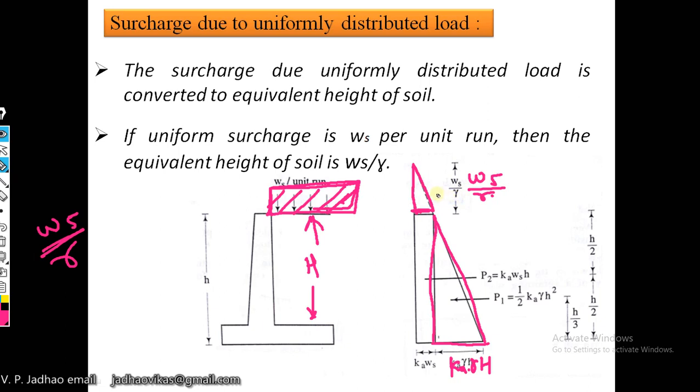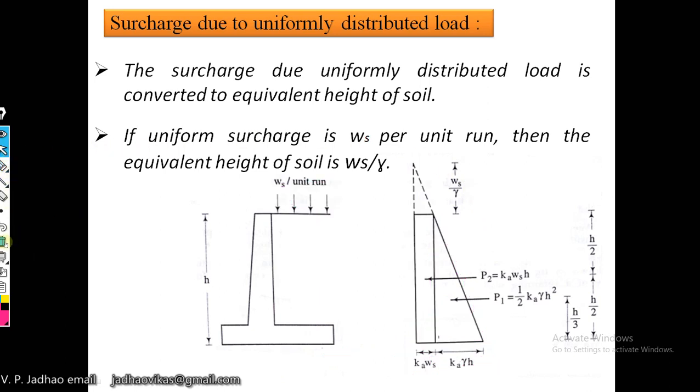Due to this, some pressure is developed on this earth retaining wall, and the intensity we consider as Ka into Ws. So this is how we consider the effect of surcharge again.